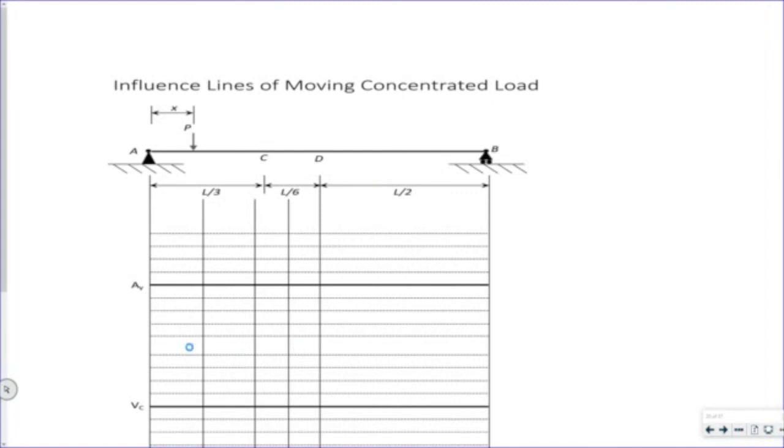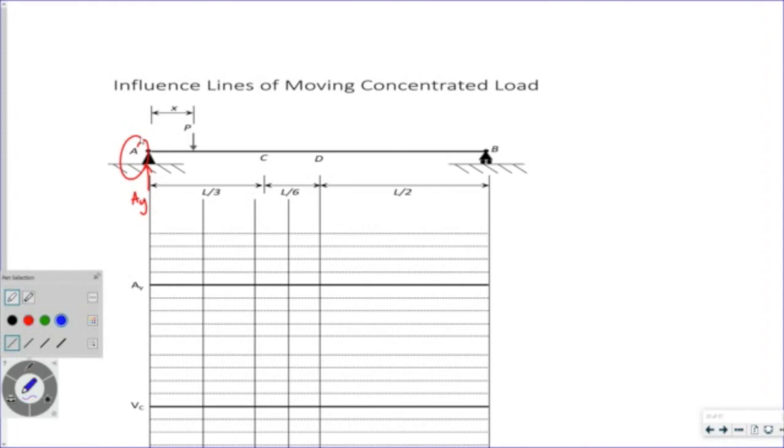Okay, now that I have determined my functions for my different values of interest, which were the reaction at point A, the shear at C, and the moment at D, now that I have those functions, I can plot them. And they look something like this.